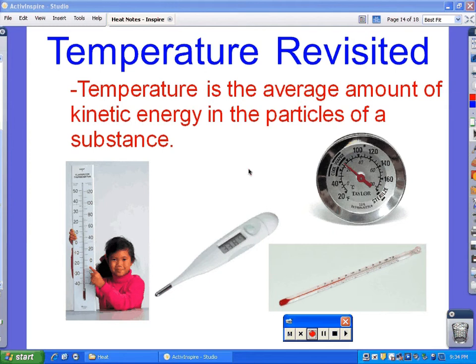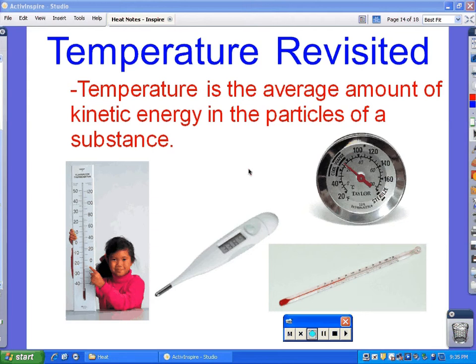But because the ice sculpture has so many more molecules in it, it has more thermal energy total. And that's really the way you have to think about temperature and thermal energy. Temperature is the average amount of kinetic energy in that substance. But thermal energy is the total amount.